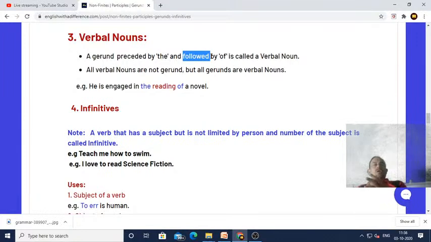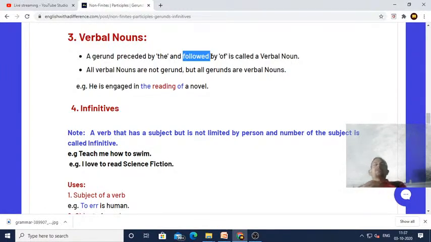All verbal nouns are not gerunds, but all gerunds are verbal nouns. Because in the beginning of the explanation of gerund I told you that the gerund has the force of a verb as well as a noun, therefore they are called verbal nouns. That is, all gerunds can be called verbal nouns, but all verbal nouns are not gerunds.